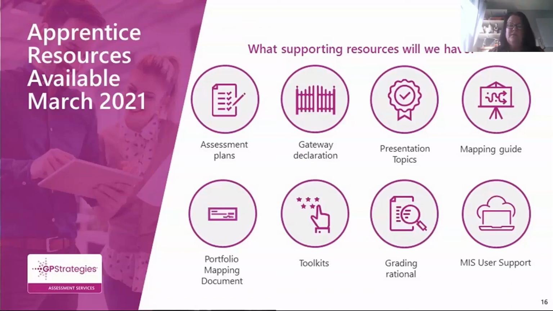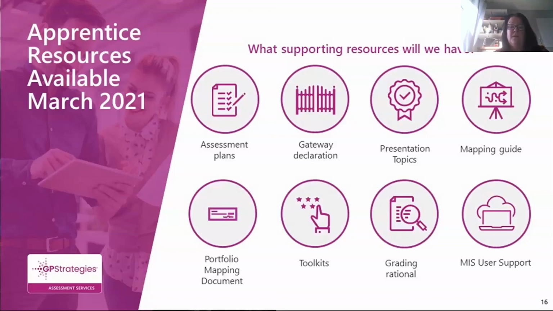Presentation topics, so we're giving you some ideas around what could be completed. A mapping guide, so we have the mapping for the project. You'll also see there is a portfolio mapping guide. Toolkits, so we'll have toolkits available. There will be two toolkits: on programme specification and guidance toolkits for on programme assessors and employers. That will talk you through the assessment plan in a smaller abridged version, and give handy tips on how you can also prepare your apprentices for the endpoint assessment.